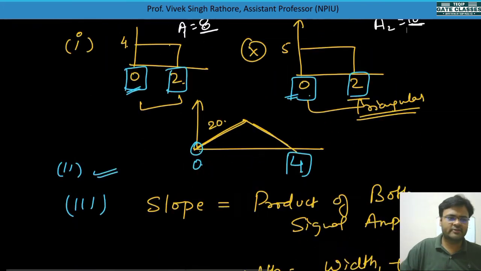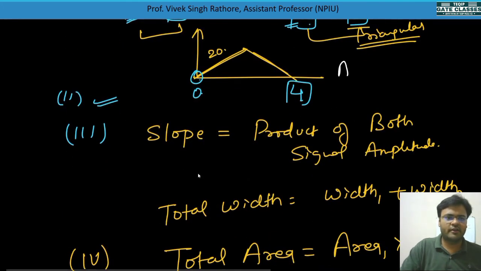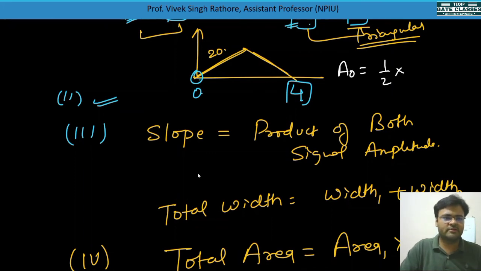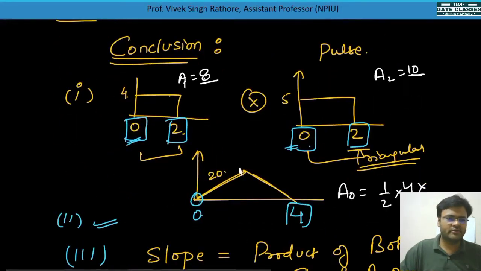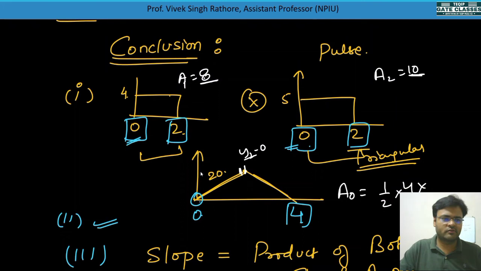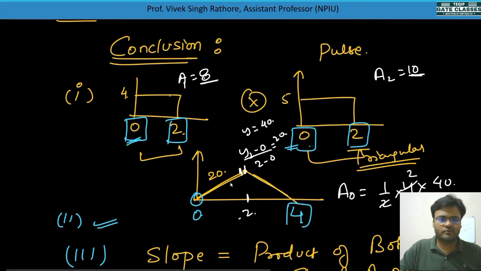Okay, so let's see the output area. Output area is equal to half into base, which is 4, into height. What was the height? You can see the slope is 20, no? So you can calculate y2 minus 0 by x2, I think t is equal to 2, so (y minus 0) by 2 is equal to 20. So y is equal to 40. So you'll get 2 into 40, so total 80. Area is equal to 80.